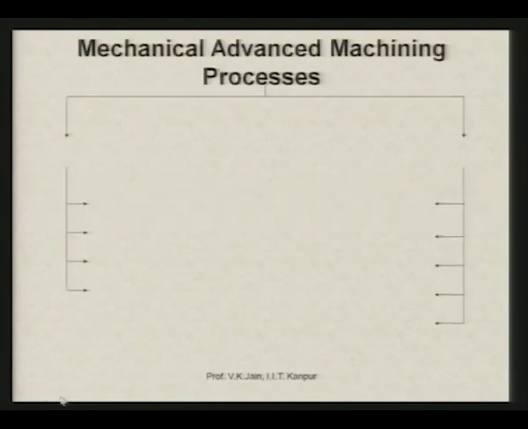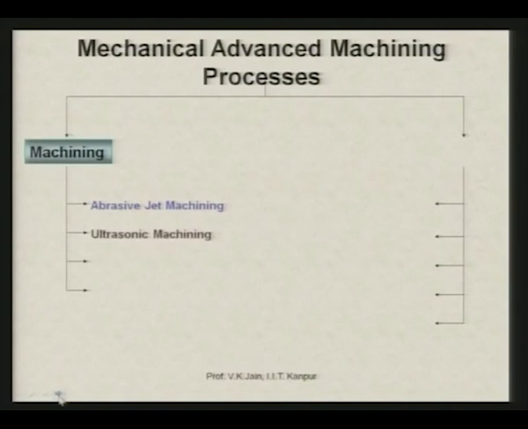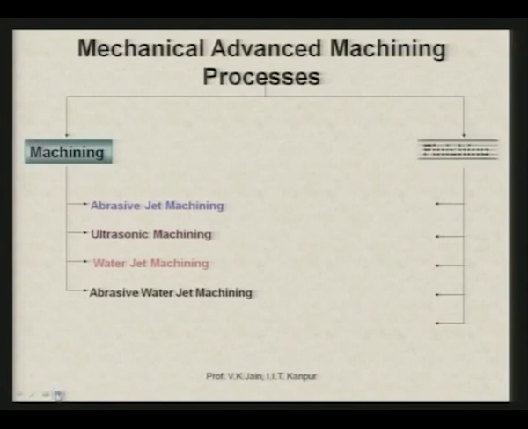Now, mechanical type of advanced machining processes, as we discussed in the classification in the last lecture, it is mechanical type where we have abrasive jet machining, ultrasonic machining, water jet machining and abrasive water jet machining. These are the various types of machining processes which come in the category of mechanical type of advanced machining processes.